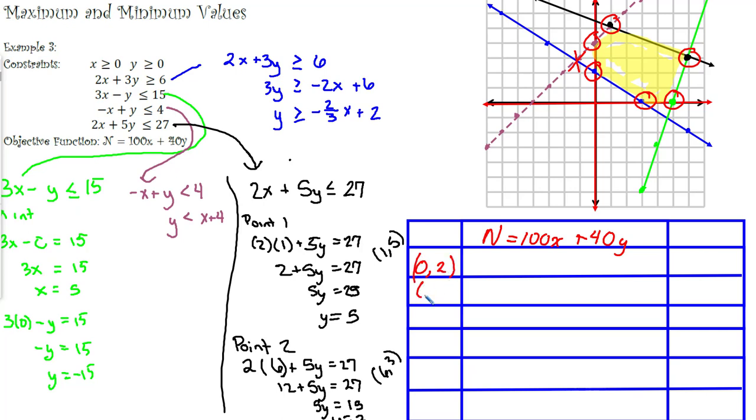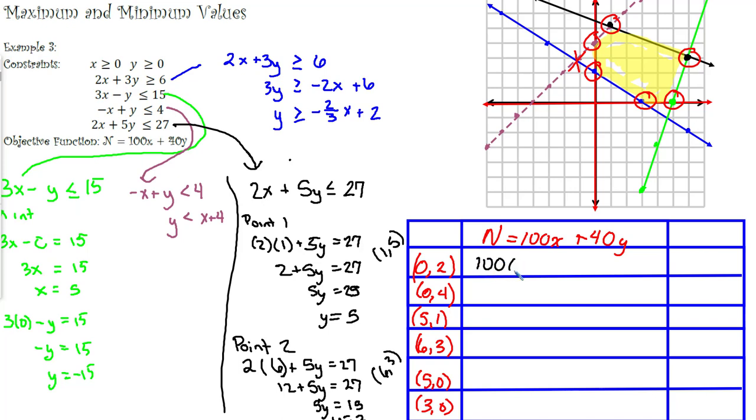And the next one is going to be 0, 4, then 5, 1, and then we have 6, 3, and then we have 0, 5, and the last one we have is, oh, not 0, 5, sorry, I said that backwards, 5, 0. And the last one we have is 3, 0. And so we're going to be plugging those in.